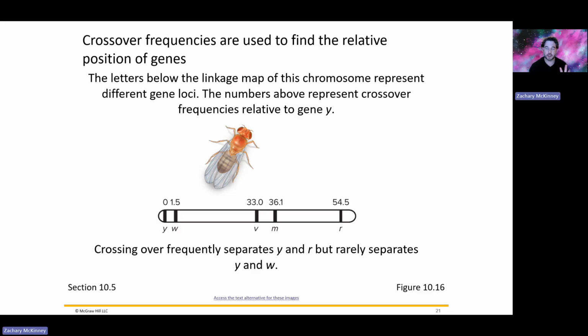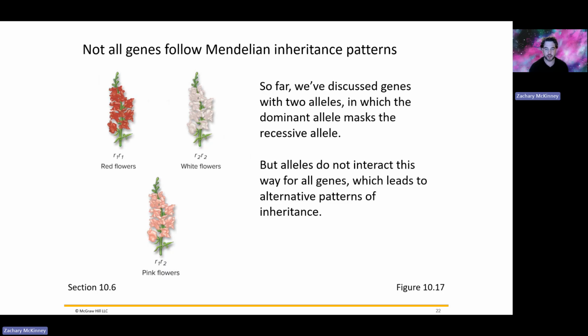So again, a lot of this, the independent assortment, crossing over, complete dominance, this is very Mendelian genetics. But not everything follows Mendel's traits. Some follow very different inheritance patterns, and a lot of traits follow very different inheritance patterns, which is why genetic conditions can be very hard to study, predict, and treat.